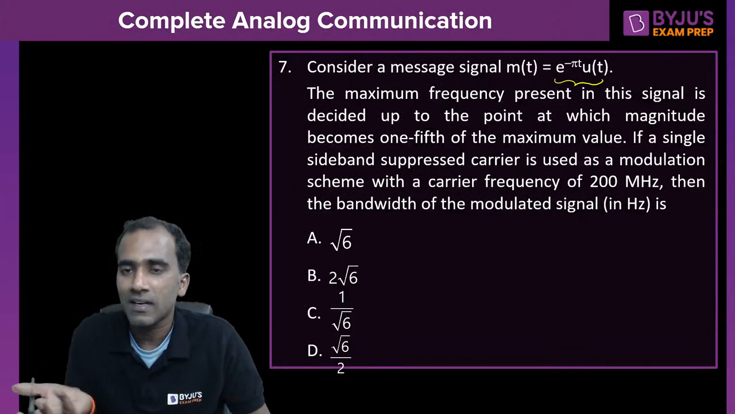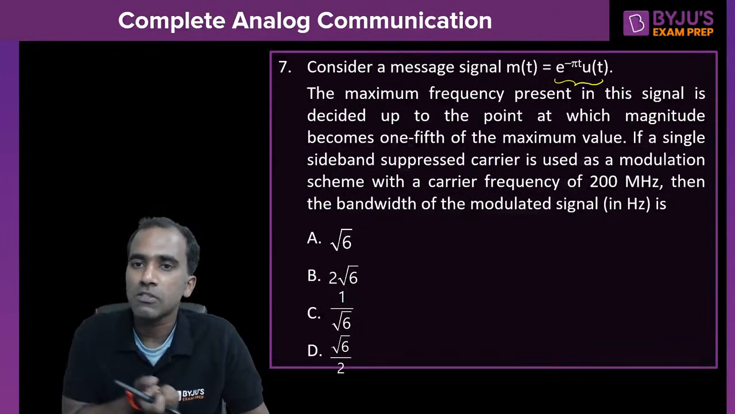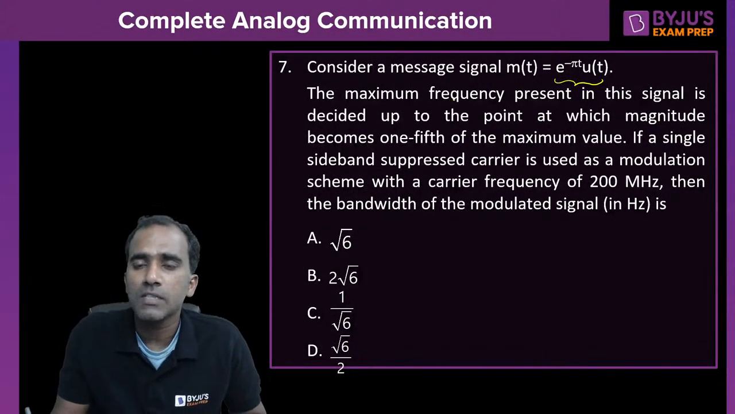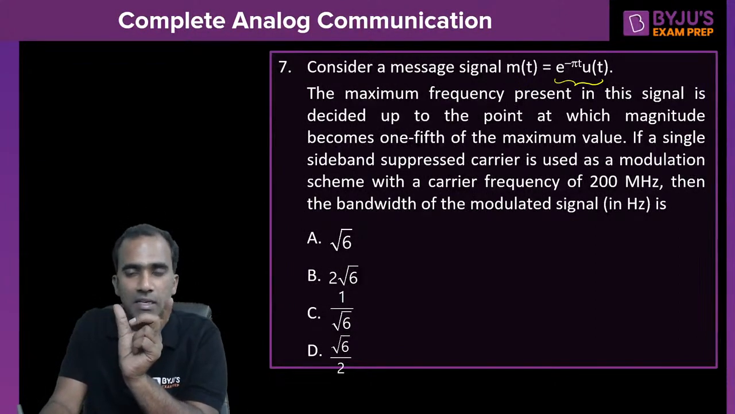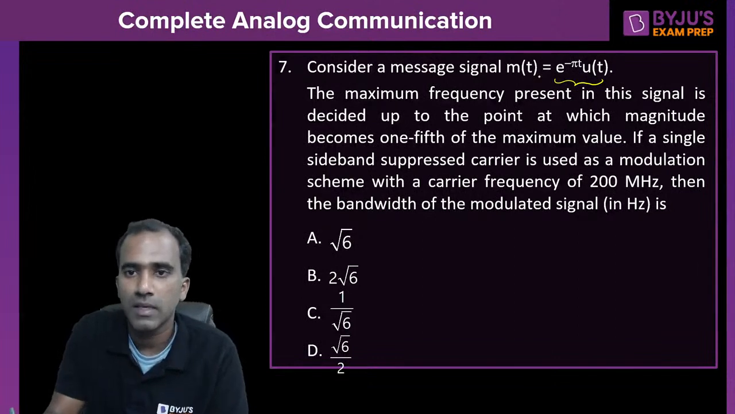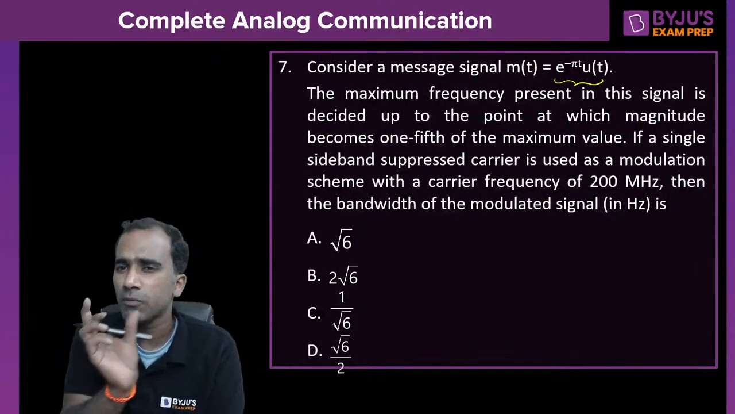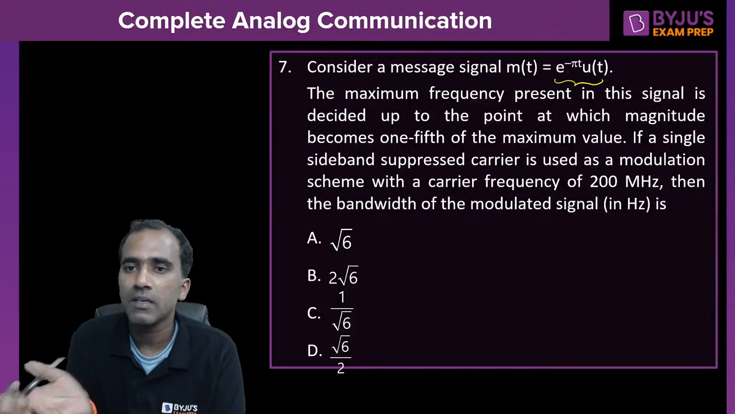Infinite bandwidth messages we can't transmit at all, because if the bandwidth of the message is infinity, the bandwidth of the modulated signal will also be infinity, which we can't transmit. For any communication channel, we don't have infinite bandwidth. So that's why we take some limited frequencies. We consider limited frequencies as bandwidth in a signal which has infinite frequencies. Though there are infinite frequencies, only a few are significant. For other frequencies, the magnitude will not be significant.